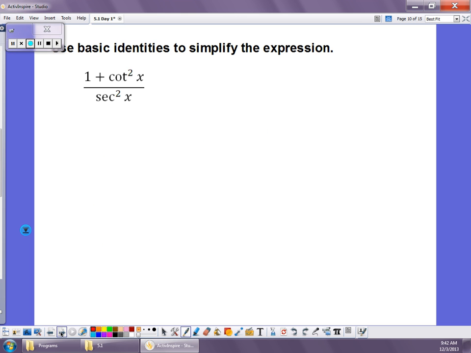Let's look at another one. 1 plus cotangent squared x over secant squared x. So first things first, I see some squares. Do any of those match up with any of the identities? This right here? So you're telling me that 1 plus cotangent squared x equals cosecant squared x. Okay. So we don't have any more identities there. That was from the identity sheet.